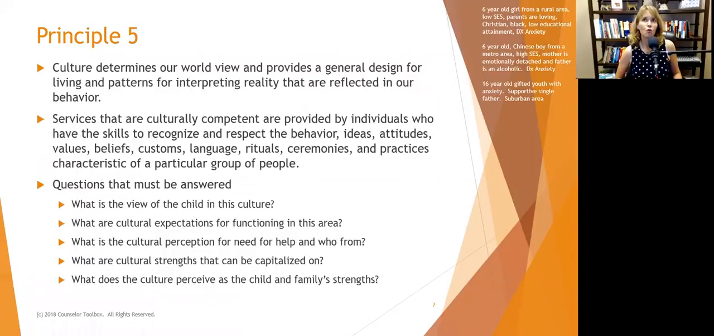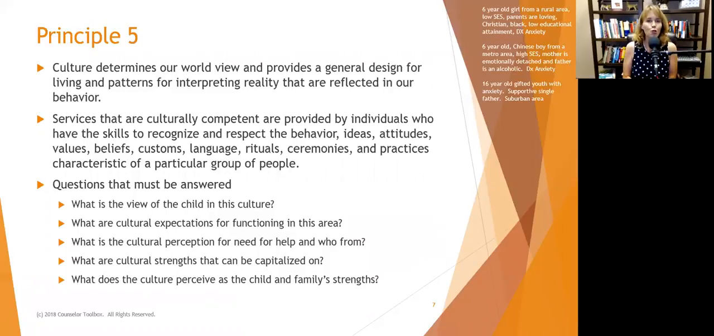Culture determines our worldview and provides a general design for living and patterns for interpreting reality that are reflected in our behavior. Services that are culturally competent are provided by individuals who have the skills to recognize and respect behavior, ideas, attitudes, values, beliefs, customs, language, rituals, ceremonies, and practices characteristic of a particular group.